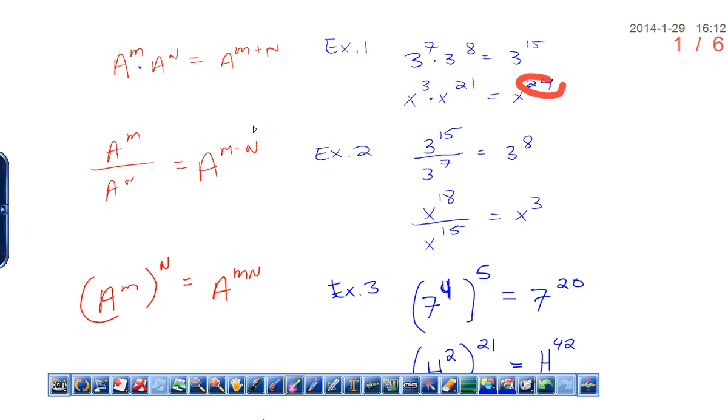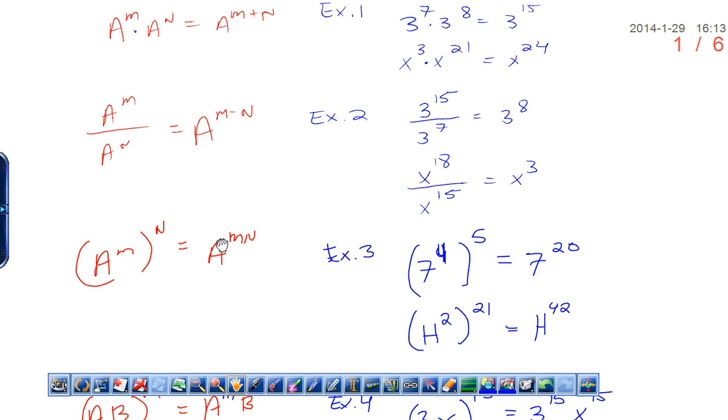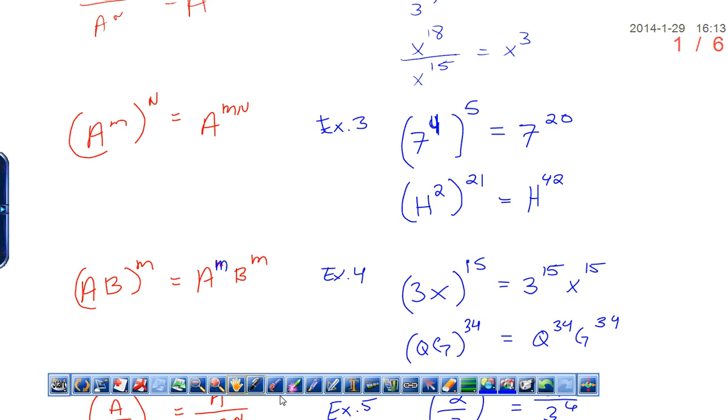So that was adding. When we divide them, we're actually going to subtract. So m minus n. So 15 minus 7 is 8. 18 minus 15 is 3. Then we get to the power to a power, and this is when we start multiplying. So m to the n. Just like here, 4 to the 5, 2 to the 21st, we're multiplying. So 4 times 5 is 20, and 2 to the 21st, 42.